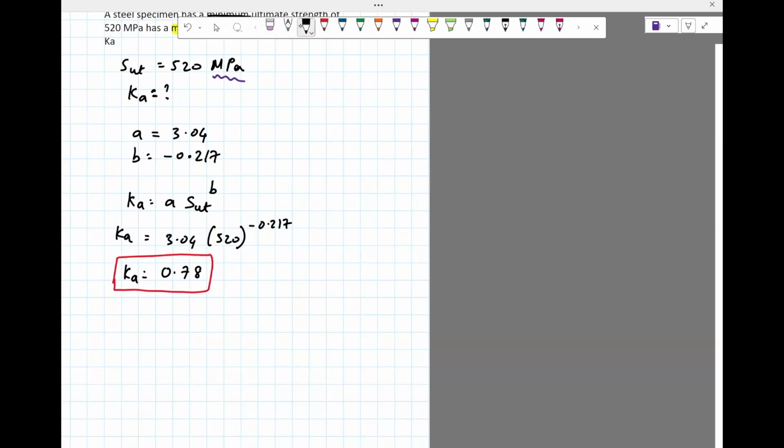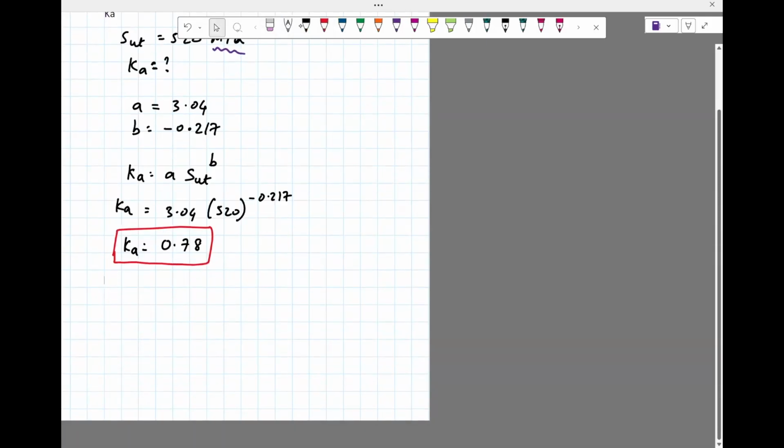Now, if everything else was under room conditions, the lab specimen conditions, and you want to find SE from SE prime, then you'll basically use this. You can see that if Ka is 0.78, you'll get SE less than SE prime because Ka is less than 1. So the effect of machine finish is that the endurance strength decreases. That's very important.